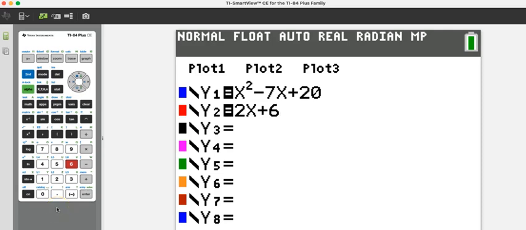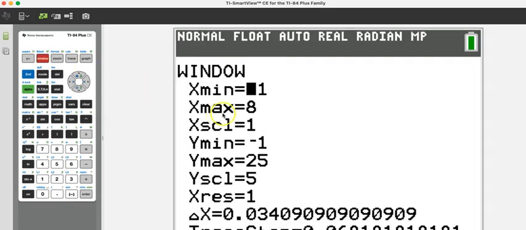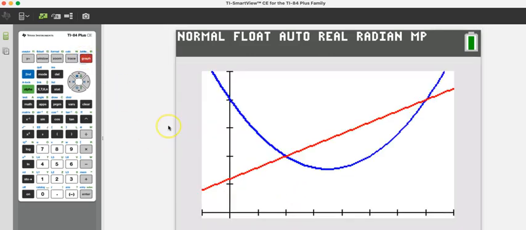The first step is to enter the functions into y1 and y2. So y1 is my f of x, y2 is g of x. Make sure you keep in mind which one's which. Remember, when you go to graph, you might have to play around with the window settings to get a good view. With this window, I'm able to see the graph nicely.